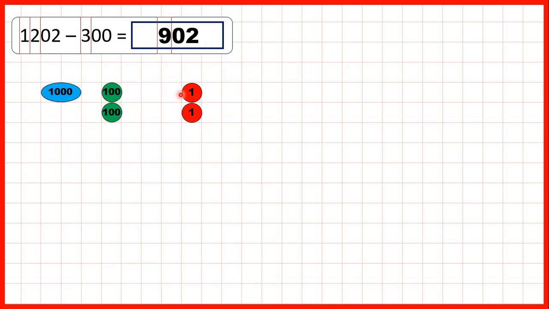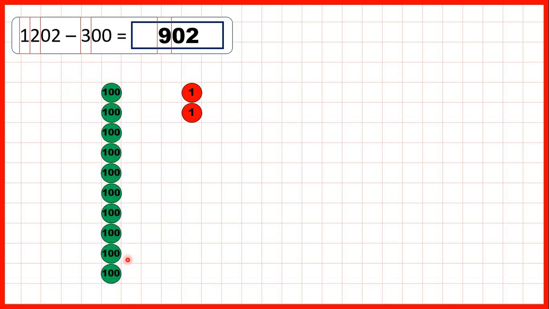Or using place value counters, we're starting with 1,202. We need to subtract 3 of these 100 counters. Now we can take the 2 that we have away, but then to get more 100 counters, we need to exchange our 1,000 for 10 hundreds. Then we can subtract our third hundred to leave us with 9 hundreds, no tens, and 2 ones. So that's 902.